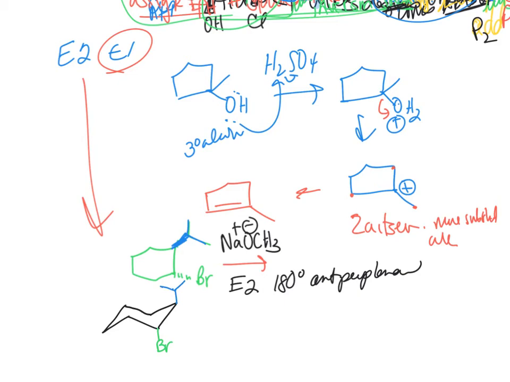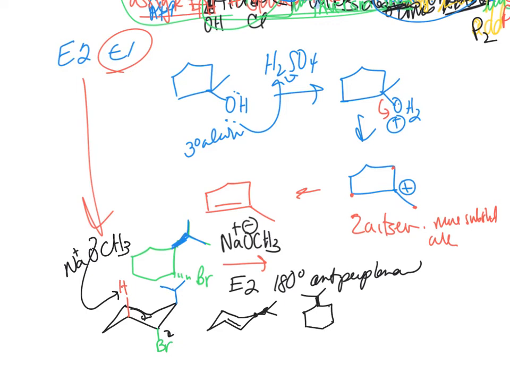Okay, so the hydrogen that has to be taken has to be 180 degrees, so it has to be this hydrogen here. So then sodium methoxide comes and takes that hydrogen so it can push, and so then your product becomes, and if you put this in two-dimensional, 1, 2, so that's your product.